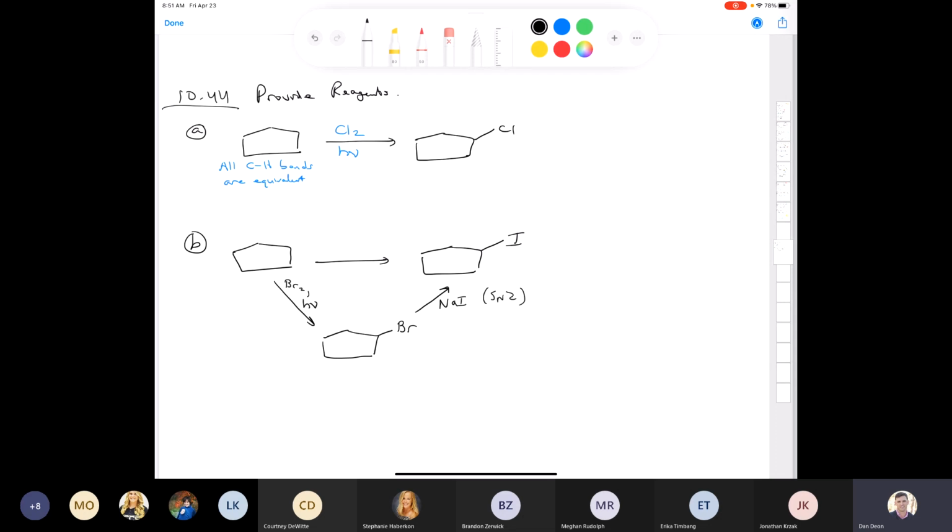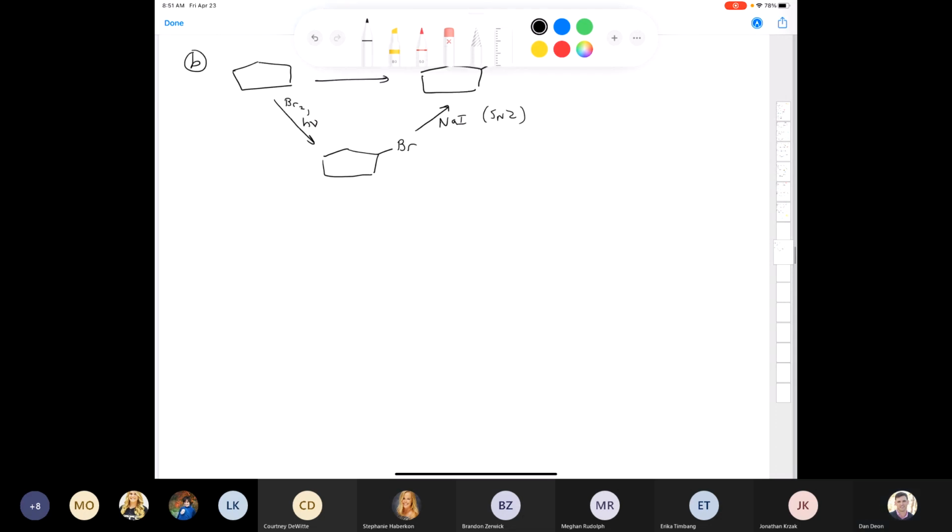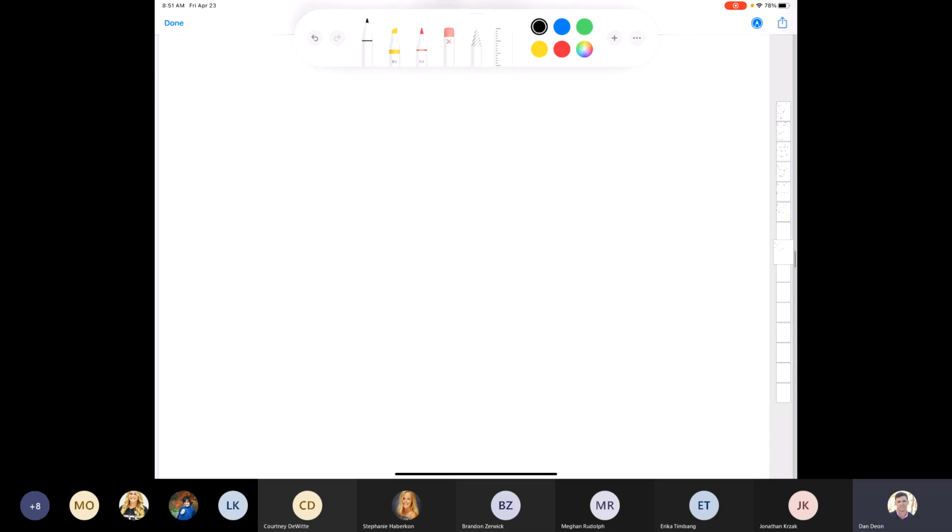Let's look at something a little more complex. What if I wanted to take cyclopentane and make cyclopentanol? Could anybody suggest where I might start? I know it's hard to answer this type of question over Microsoft Teams. Oh, somebody's got an answer.